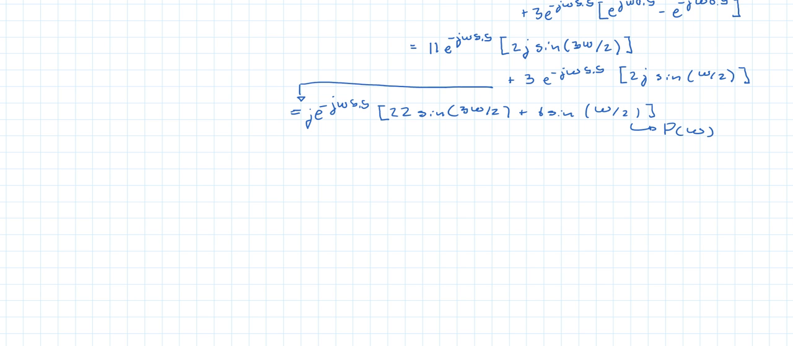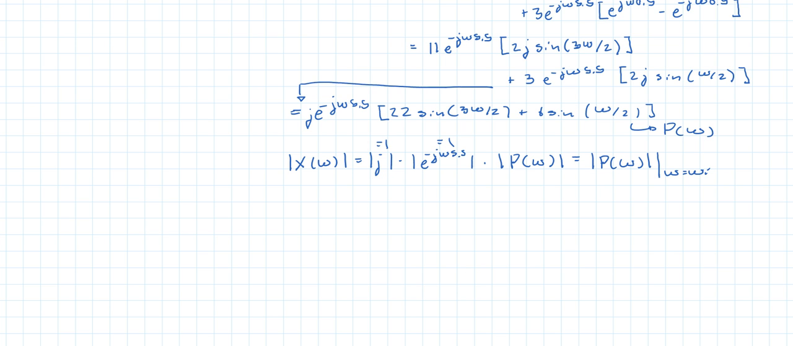So what about the norm, or the modulus, of the Fourier transform? Well, the modulus of j is equal to 1, times the modulus of the exponential term, which is also equal to 1, times the modulus of P(ω). So really what it is is just P(ω) evaluated at some value of ω.